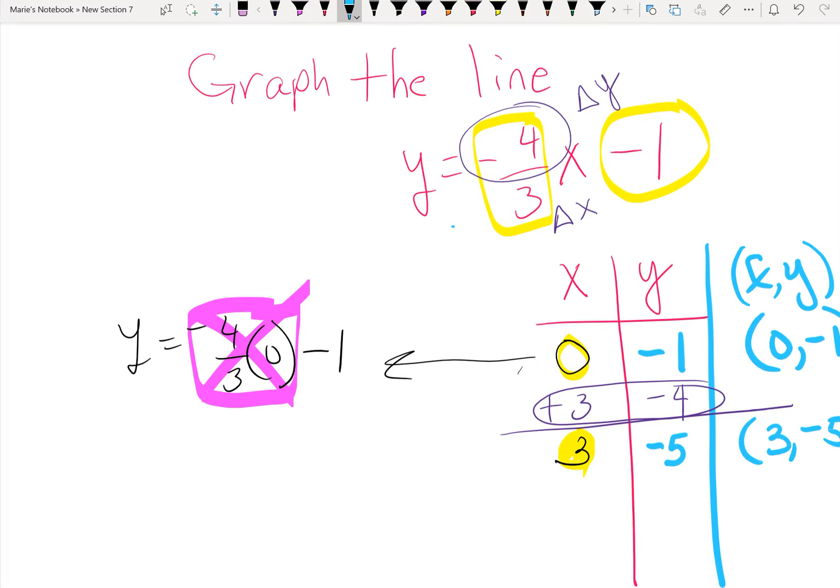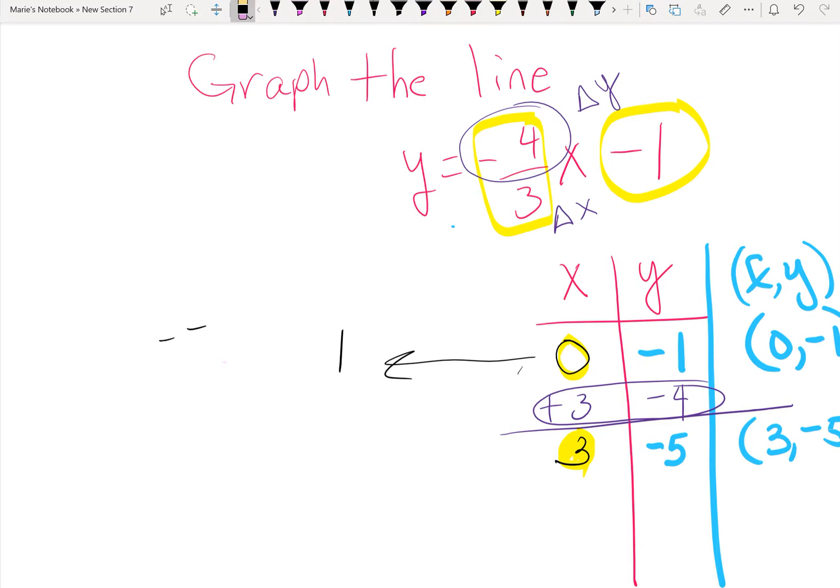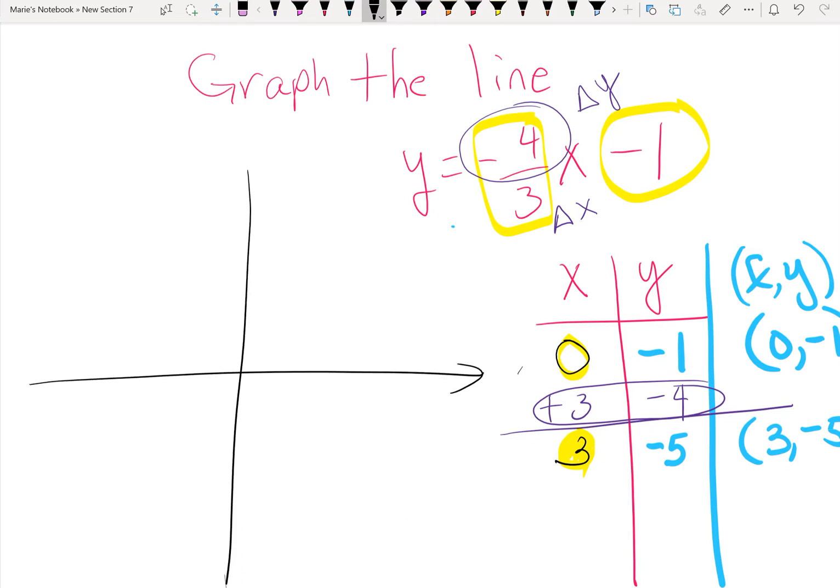Okay. I'm going to show you how this connects directly to counting. So if we count, you're going to have the same result. I'm going to draw a quasi-coordinate plane. I can't draw a straight line to save my life, but there you go. We start with our y-intercept, the point 0, negative 1. When x is 0, y is negative 1. So that puts us right here.